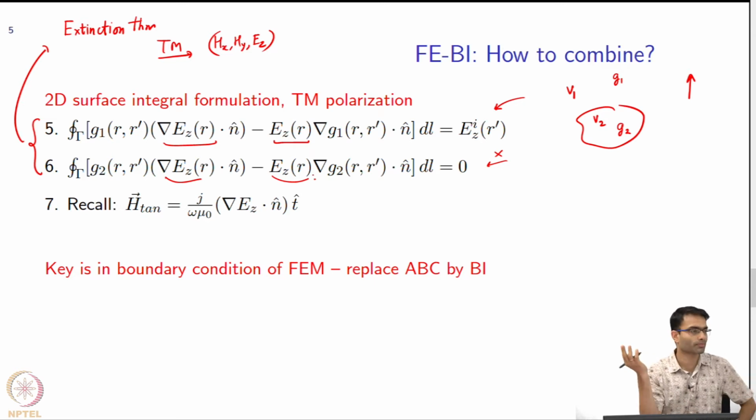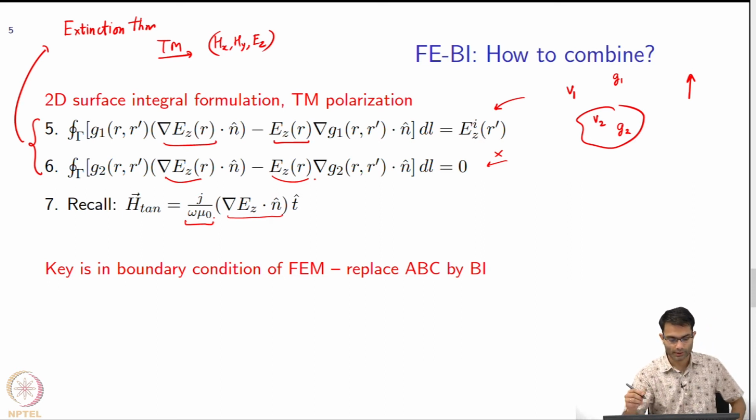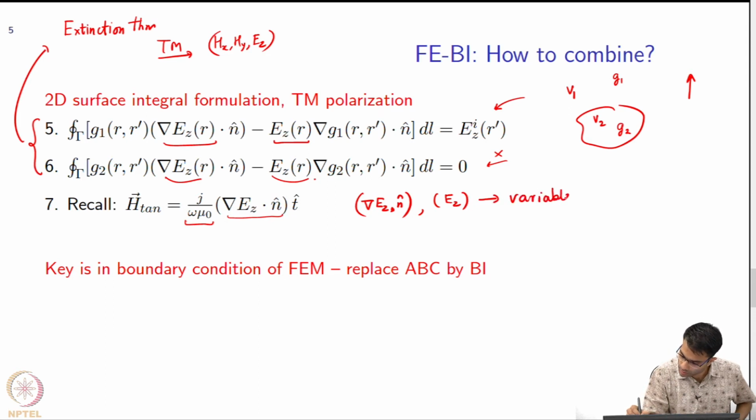Because it is not practical to use it. Now let us focus on equation 5. Regardless of equation 5 or 6, one other calculation that we had done in the module on surface integral was that the gradient of Ez dot n hat was proportional to the tangential H field with some constants, and those constants are over here. So, the variables are these scalars, sorry, this is just Ez. These are the variables. I can as well replace this as H tan and Ez.